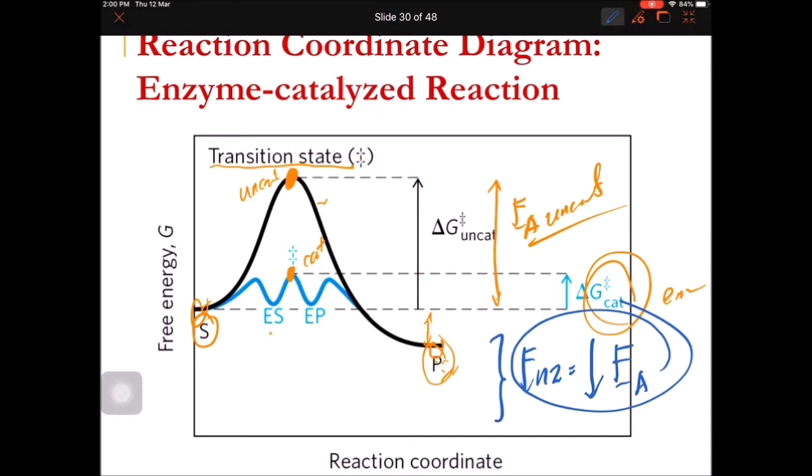Again, they lower activation energy. And by lowering activation energy, what can you conclude? They make the conversion of a substrate into a product go faster. Napapabilis nila. Okay? So yan ang tatandaan nyo. Napabibilis kasi napapababa ang activation energy. Do you understand?